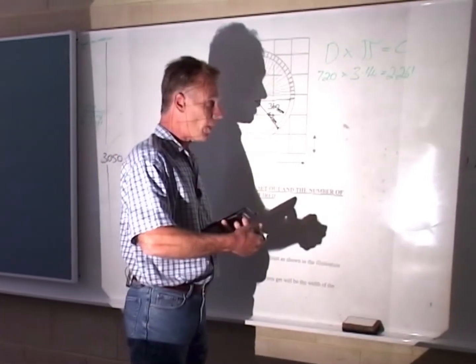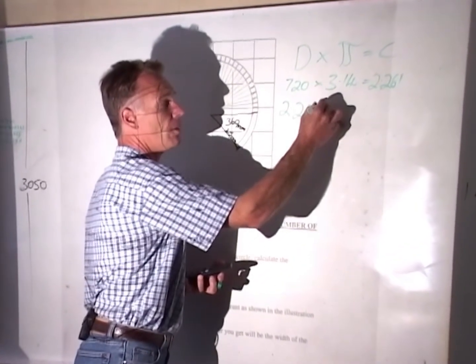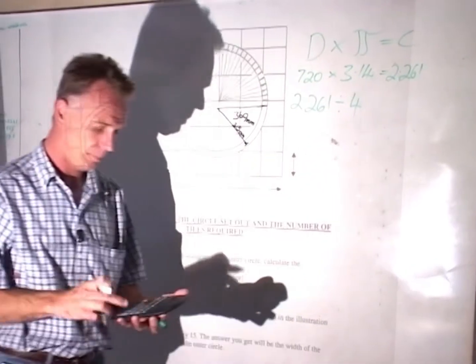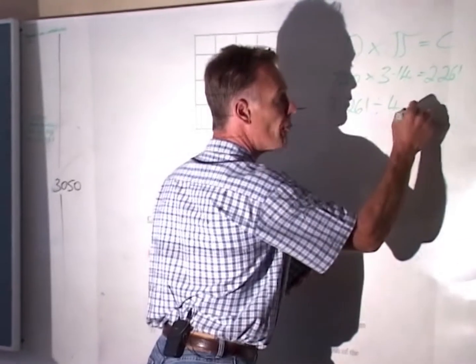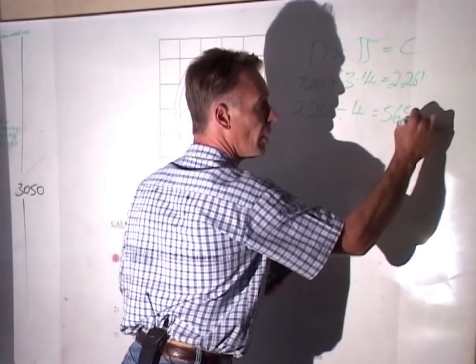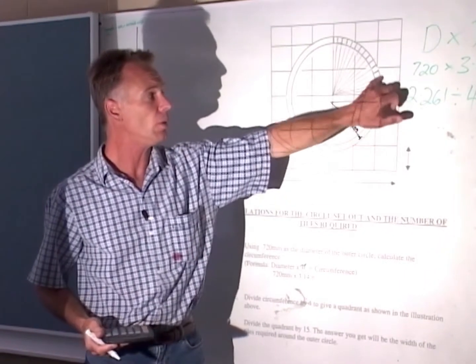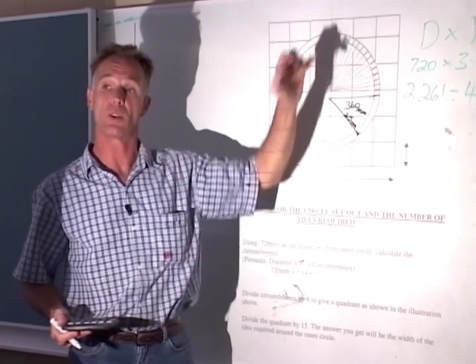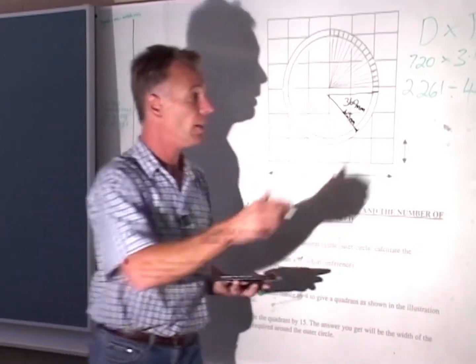Okay, so let's take our full circumference, 2.261. Now, divide that by 4. And we come up with 565 millimetres. Okay guys, this point on the circle, all the way around to this point, which represents 1/4 of our circle, is 565 mils.